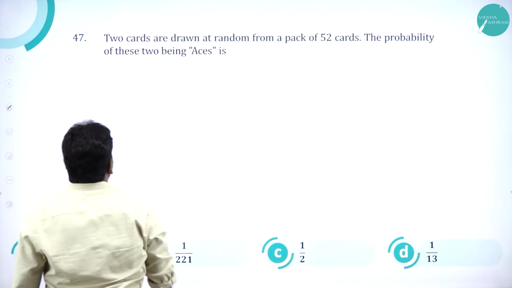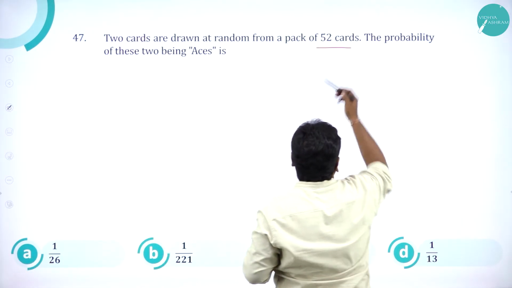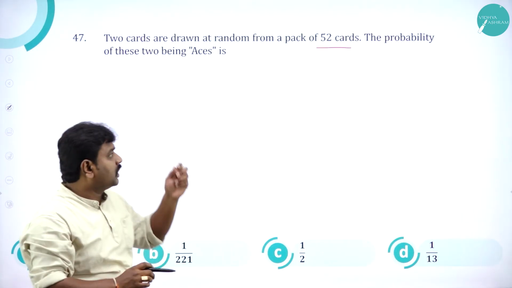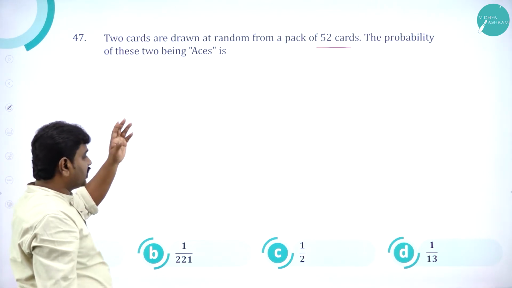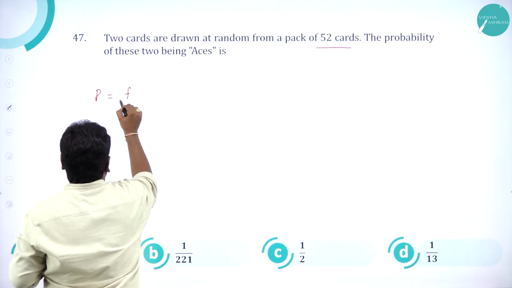Next. Two cards are drawn at random from a pack of 52 cards. The probability of both being aces. So, two cards they have drawn from a pack of 52 cards. What is the probability that both are aces? All of you know, what is probability? Probability means favorable by total.